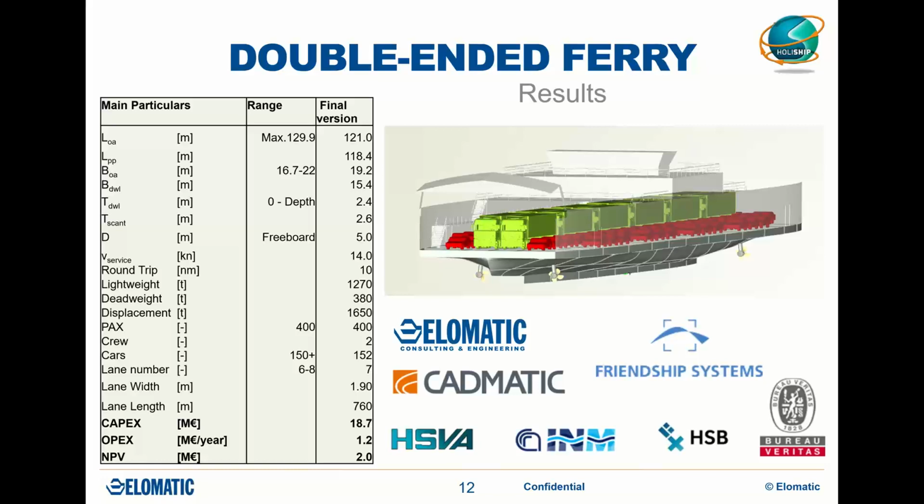It doesn't sound like a lot, but if we think that those double-ended ferries usually are run by taxpayers' money, it's enough for us that this net present value is at least positive. You can see also what was the capital expenditure for the design and the operational expenditure. And that's basically all that I have to say.